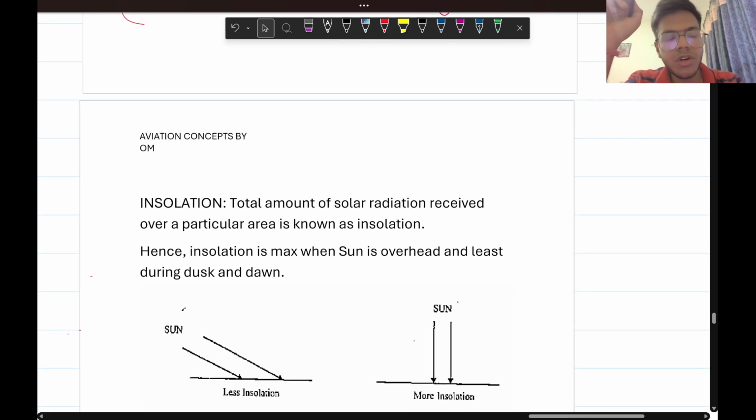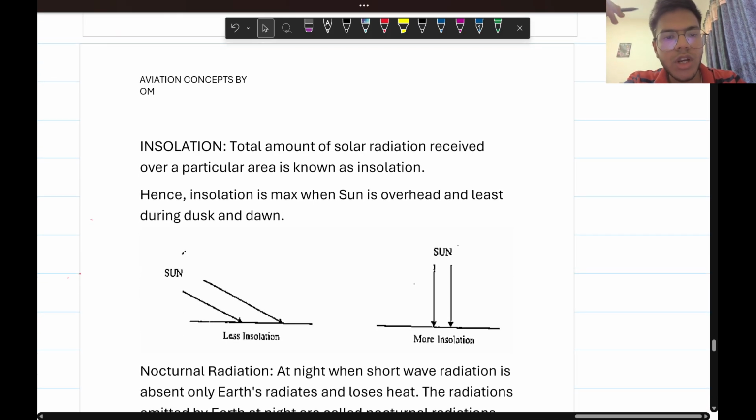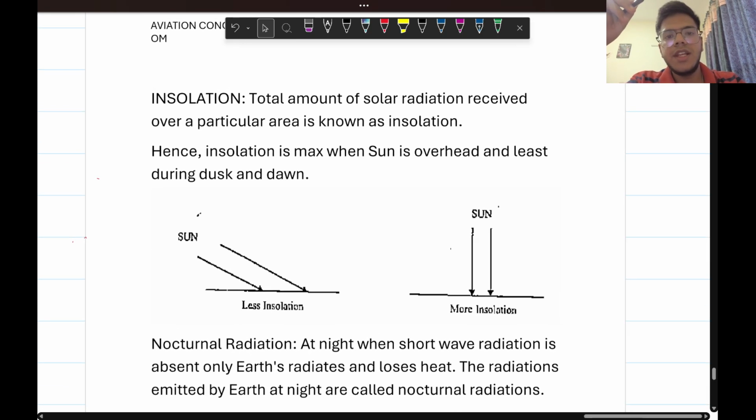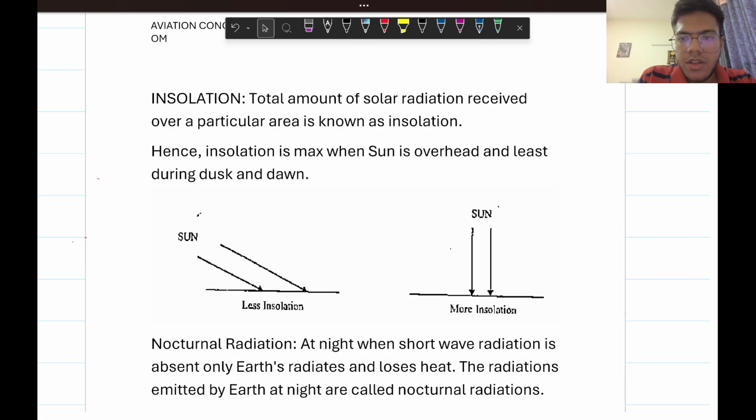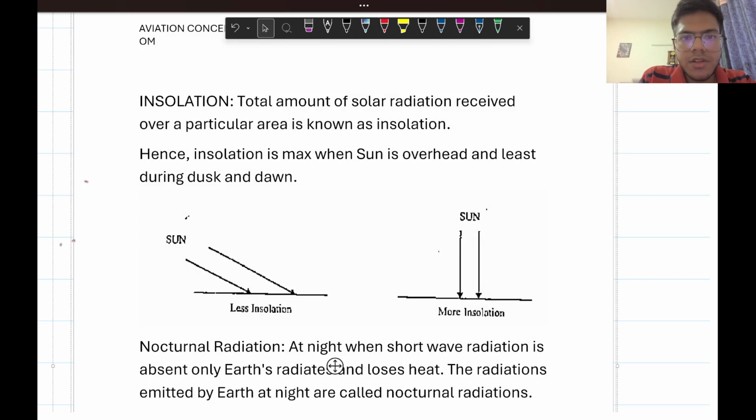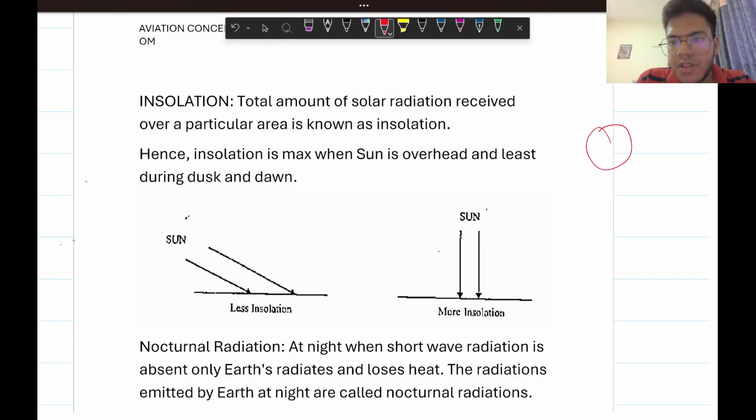Now guys, there is something known as insolation. Now what is insolation? Insolation is basically the total amount of solar radiations received over a particular area. Suppose this is your sun. Just a second. This is your sun, okay.